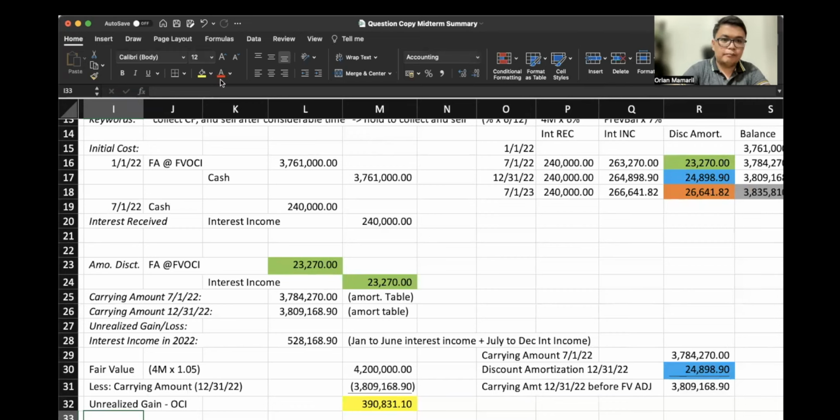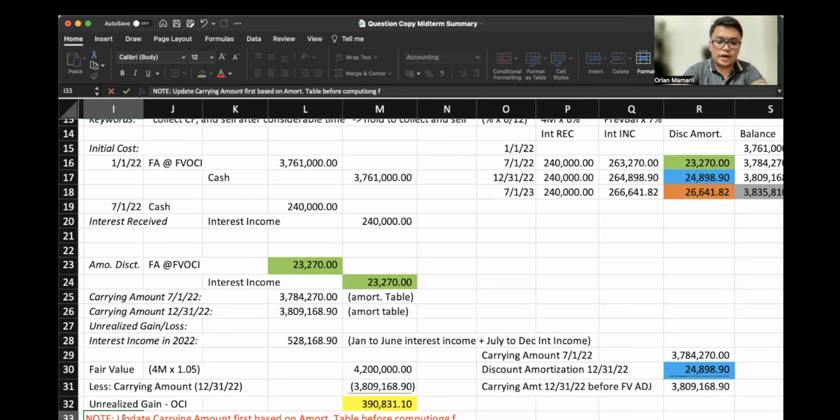Let's put a note here. Note: before we compute for the unrealized gain, update carrying amount first based on amortization table before computing for unrealized gain or loss.